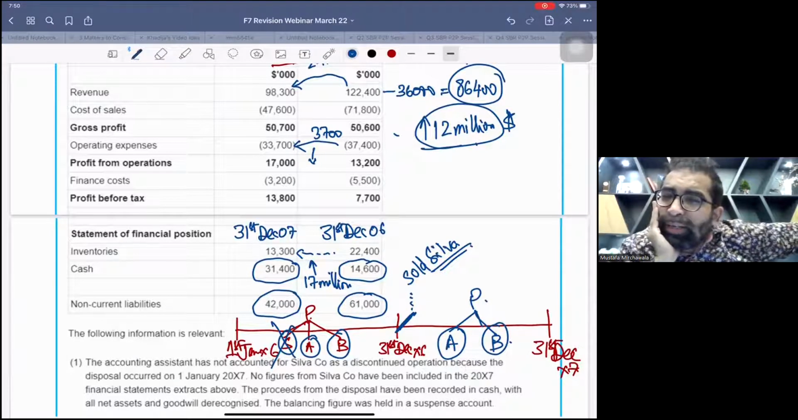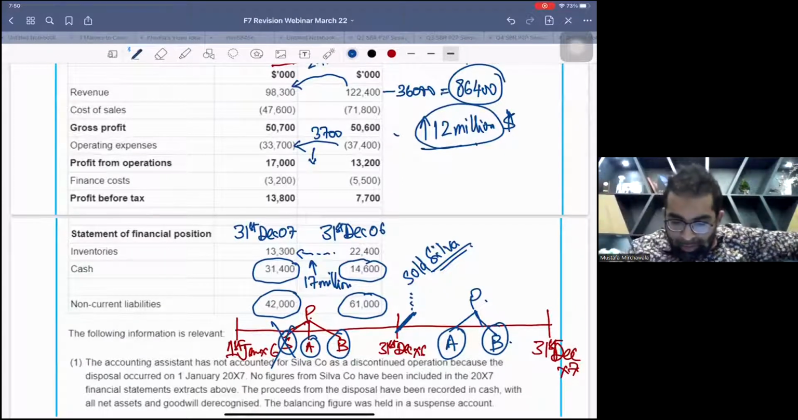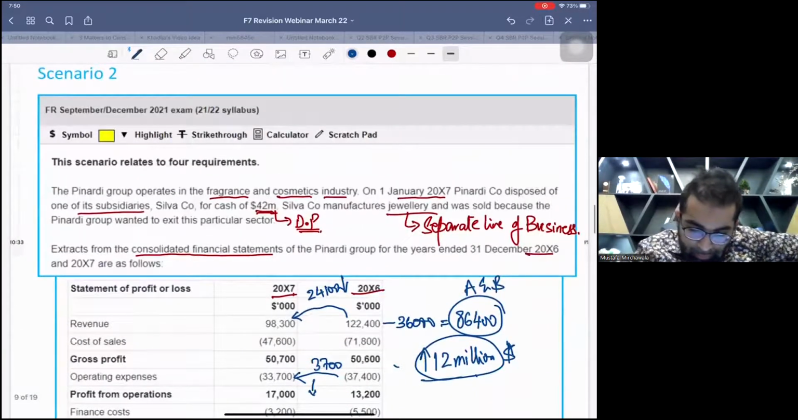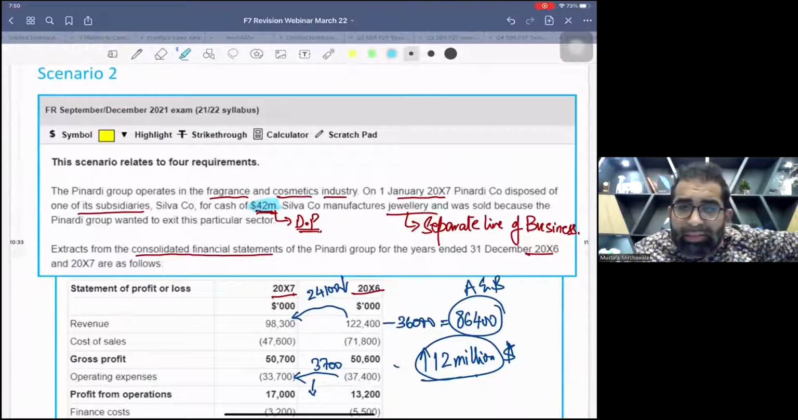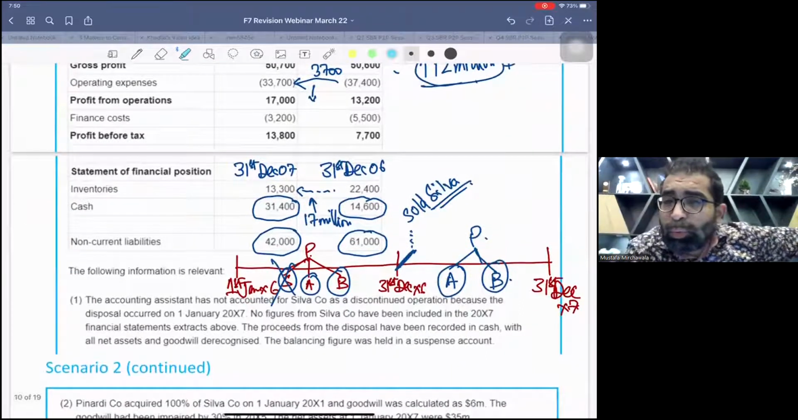Okay. Are you getting it? This may be the reason. Yes, we received $42 million. Look at here. Can you see this number? We received $42 million, so our cash must have increased by $42 million.